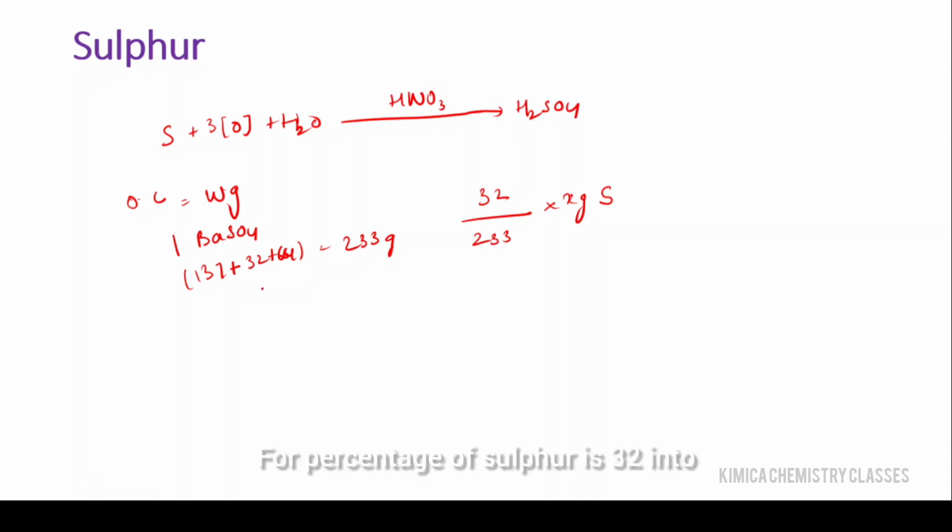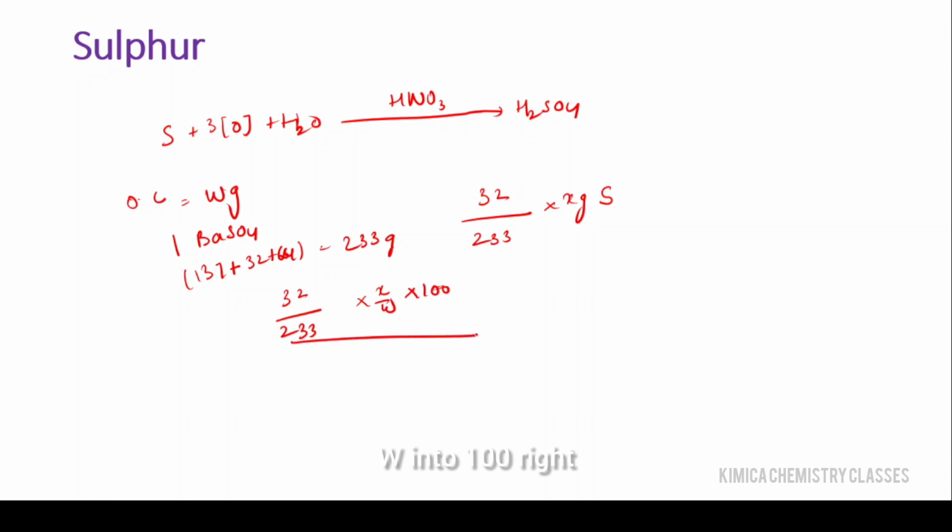For percentage of sulfur, it is 32 into x over 233 into W, into 100. So this is the way to calculate the sulfur.